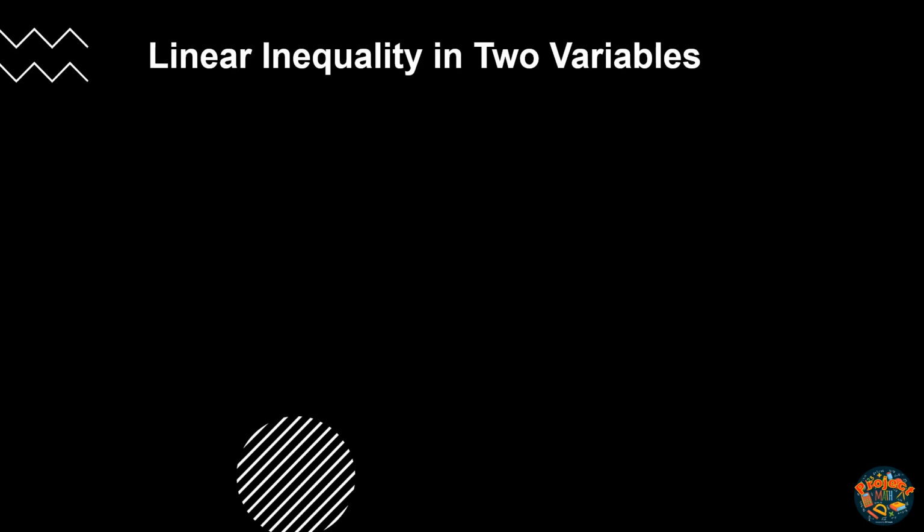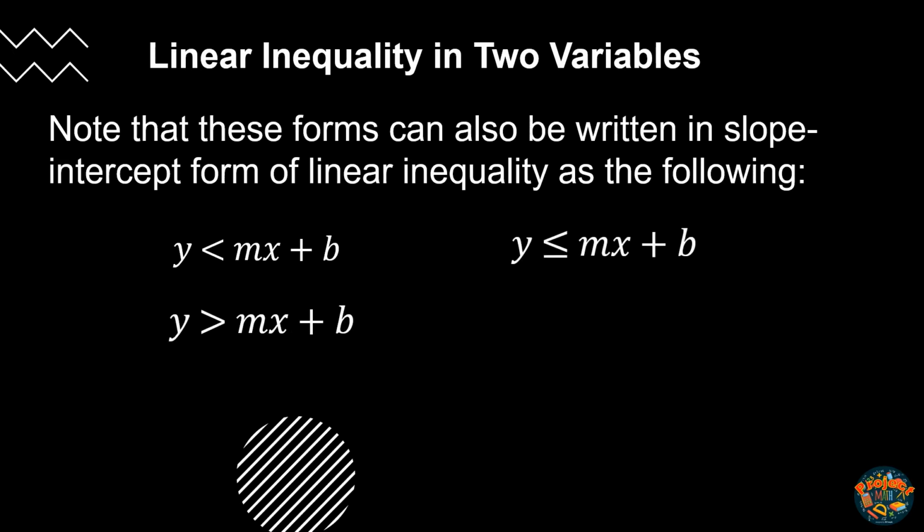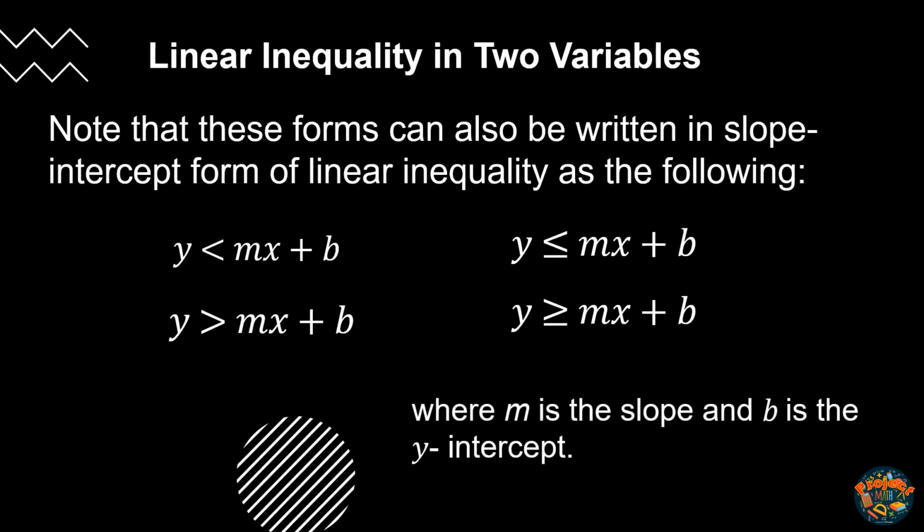Linear inequality in two variables can also be written in the slope-intercept form. So these are y is less than mx plus b, y is greater than mx plus b, y is less than or equal to mx plus b, and y is greater than or equal to mx plus b. And take note, m is the slope and b is the y-intercept.